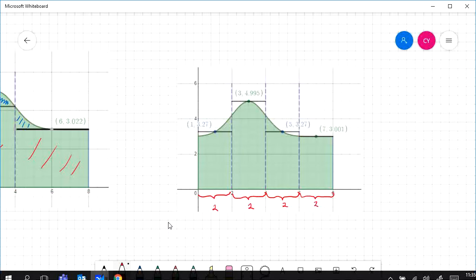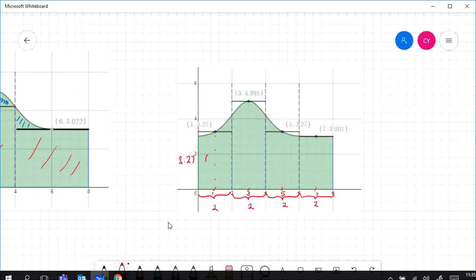And again, I find the middle of each rectangle. So in this case, my x equals 1, 3, 5, and 7. And then starting from there, I go up until I find the y value, which is 3.27. So now I've got a rectangle that's 2 wide and 3.27 high.